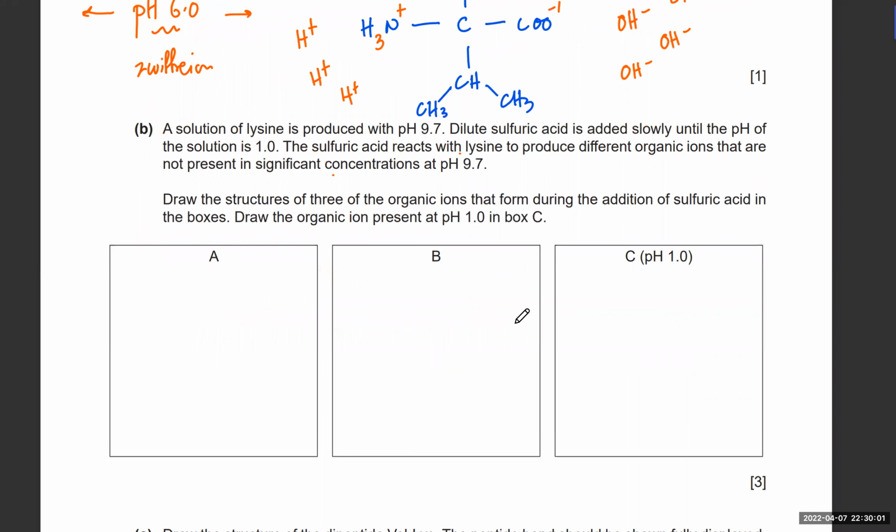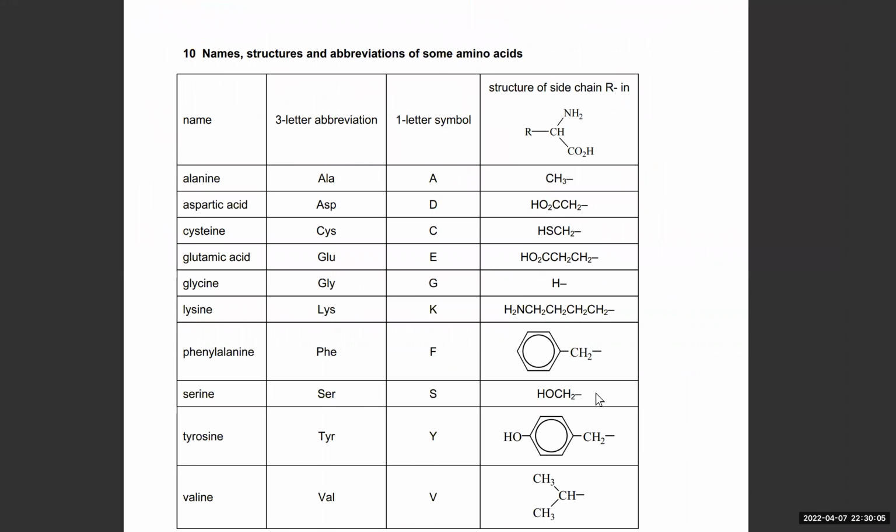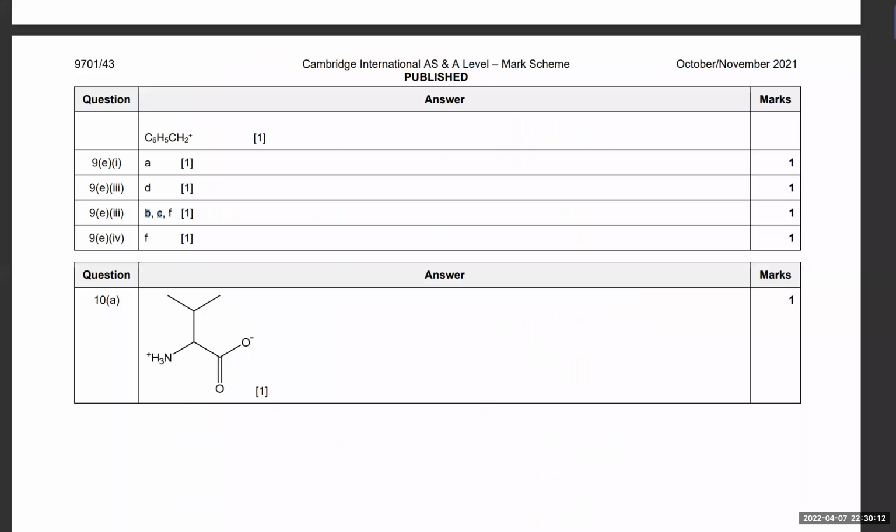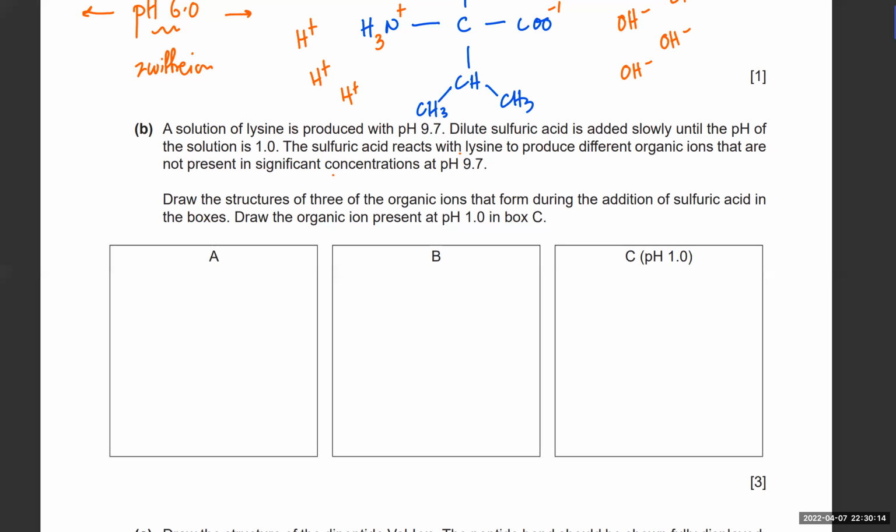So, firstly, you need to know what lysine is. Let's go and have a look. Lysine is this one. The carbon chain is this big carbon chain with NH2. So it's an amino acid with an NH2 group, and it's got 4 CH2s. And then at the bottom, there is NH2. And then you've got an H. Now that's what lysine is.